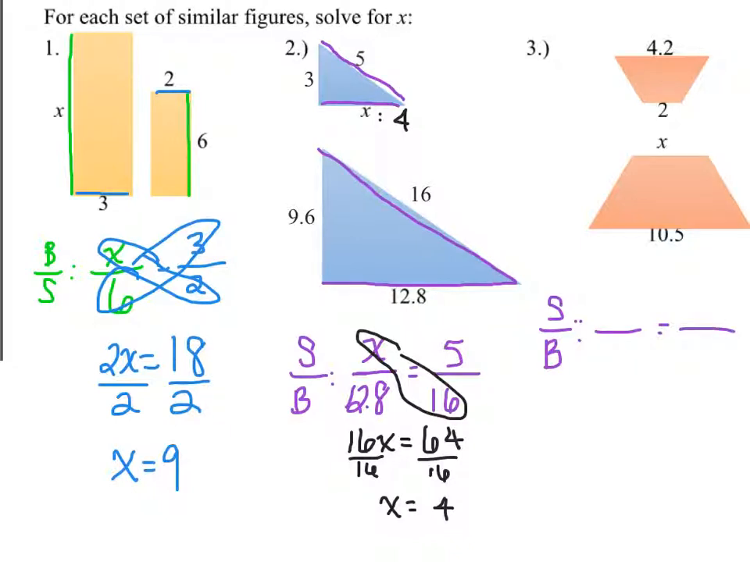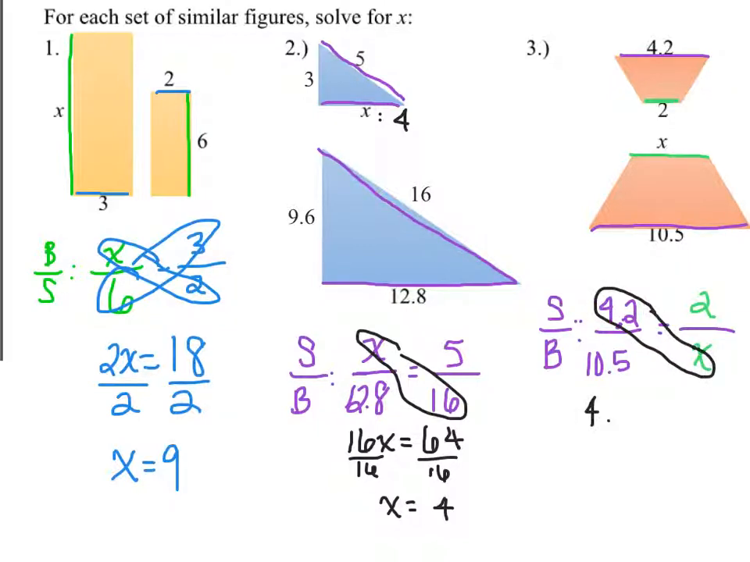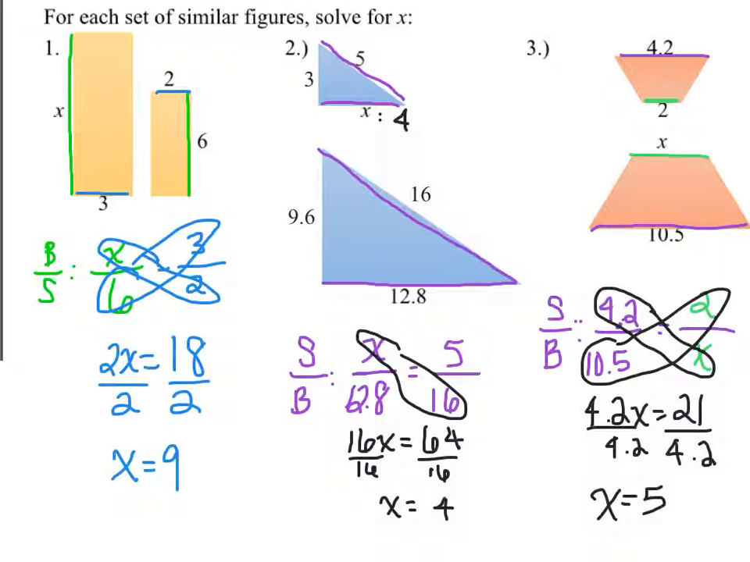So on my small trapezoid, 4.2 is the longer side, so that needs to match up with the longer side on the big trapezoid, which is 10.5. So then the smaller side of the trapezoid, 2, matches up with x, the smaller side of the big trapezoid. Cross multiply, 4.2x equals 10.5 times 2, which is 21. Divide by 4.2, and we get x equals 5.